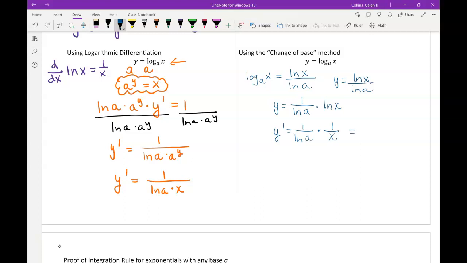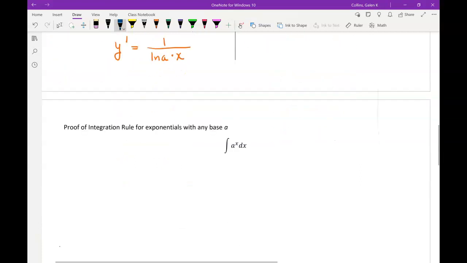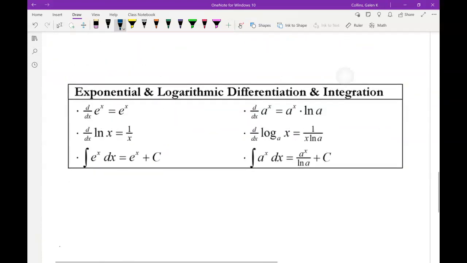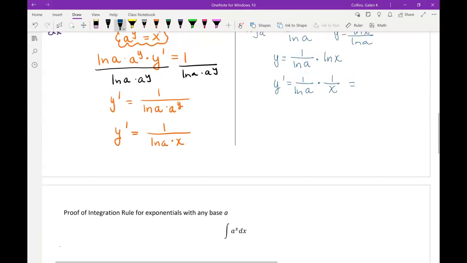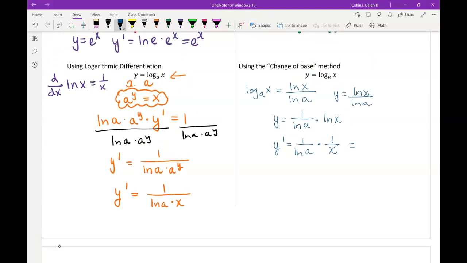So lots of ways we could write that. In our text, I'm going to cheat and look, the x is written first. It doesn't really matter. We know multiplication is commutative. So I could write that as 1 over x times ln of a, or ln of a times x. But potato, potato, that is the derivative rule for that one. So sometimes using the change of base method is easier, or I personally find it much easier.